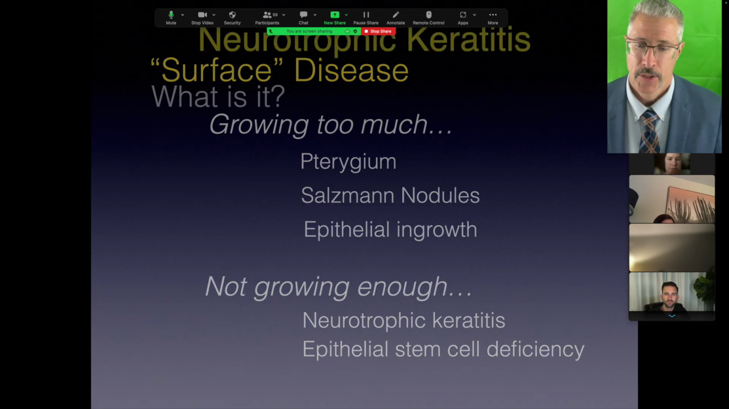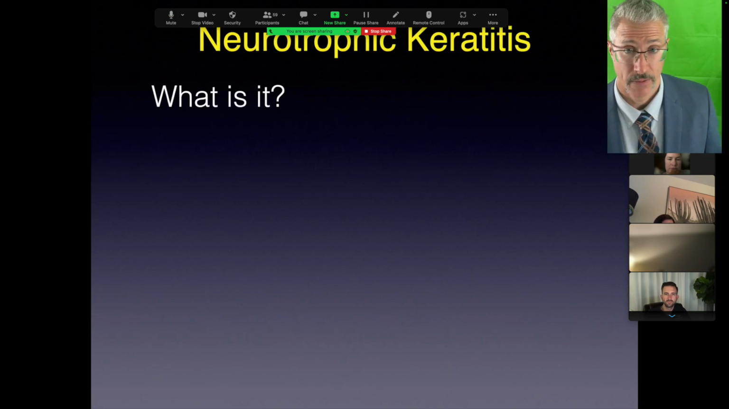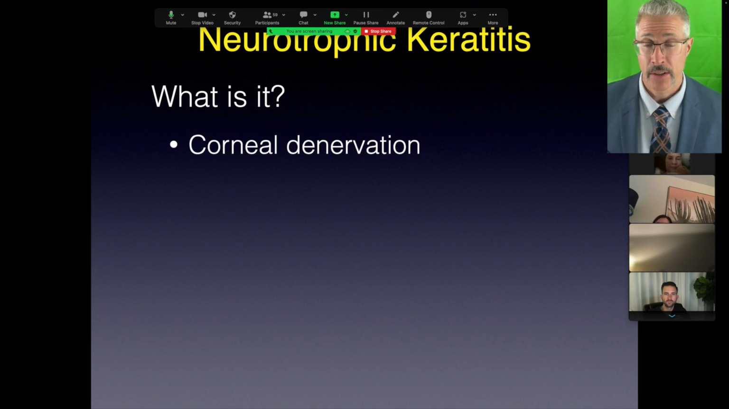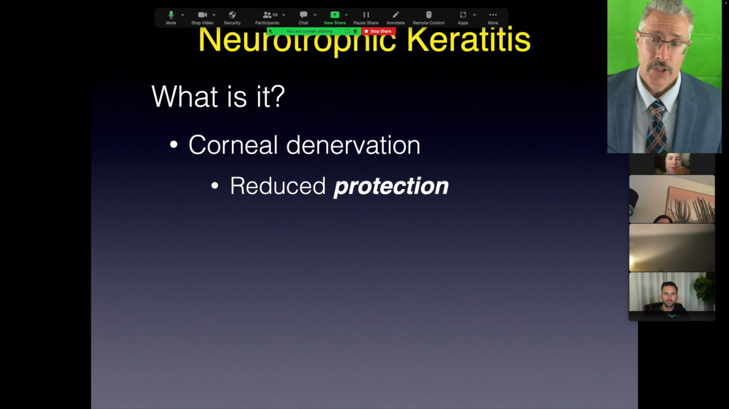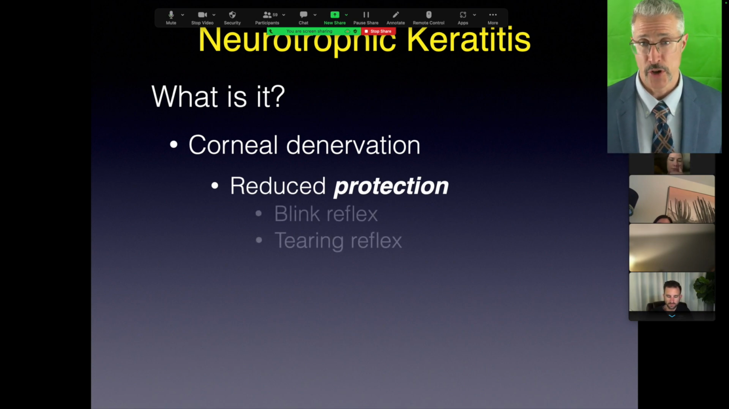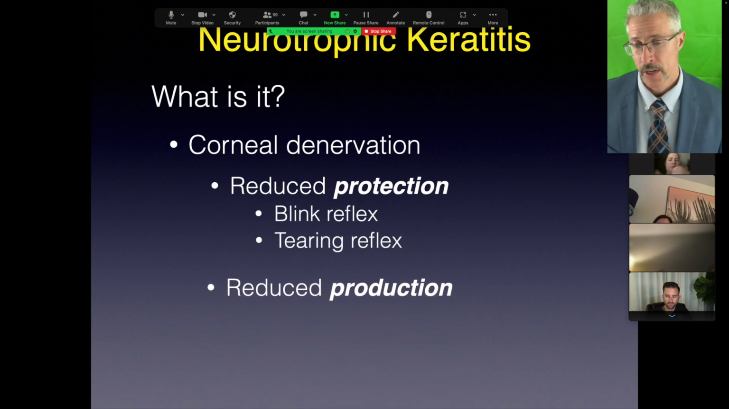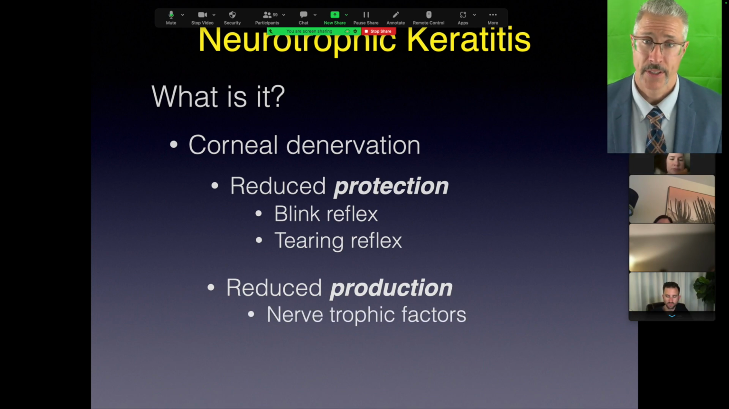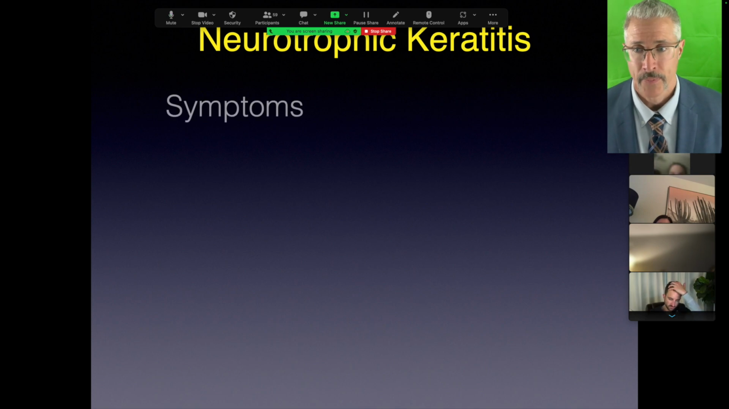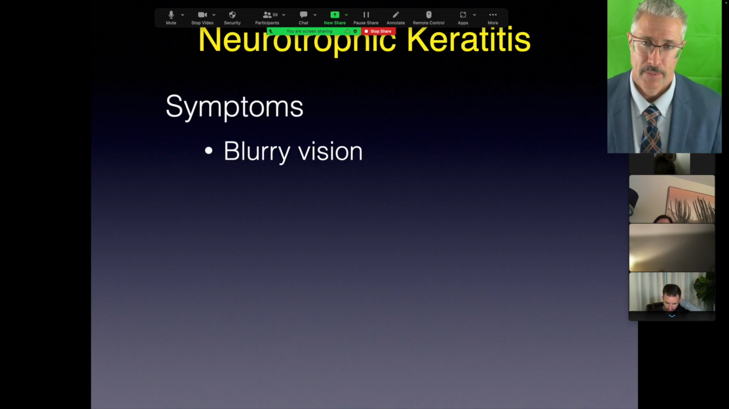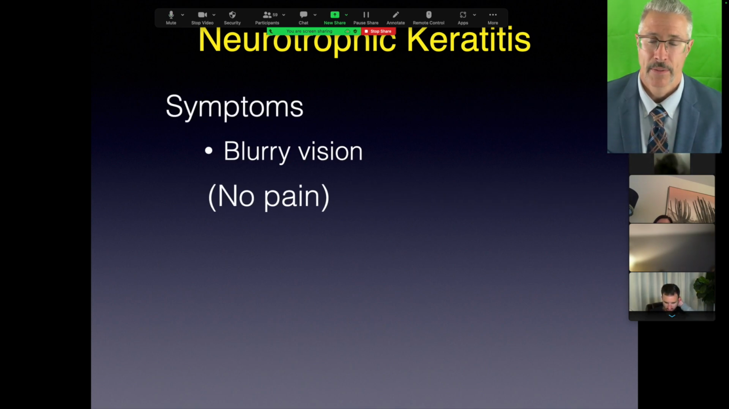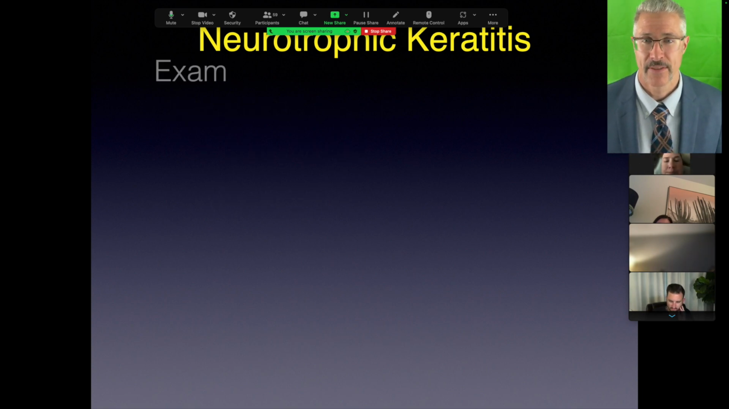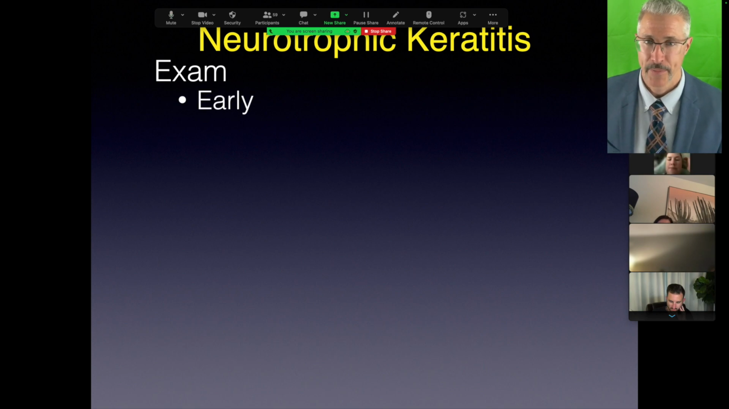There we go. So this is the not growing enough lecture. So neurotrophic keratitis, of course, you have a denervated cornea. You're not just losing your protection, your blink reflex, your tearing reflex. You're also losing the production of trophic factors from the nerve that tells stem cells to grow. And the symptoms: you get bad epi, you get bad vision, but no pain. You don't feel the defect. You don't feel the SPK.